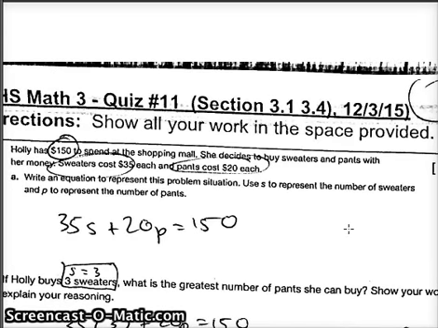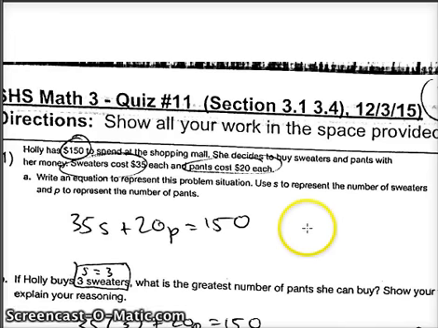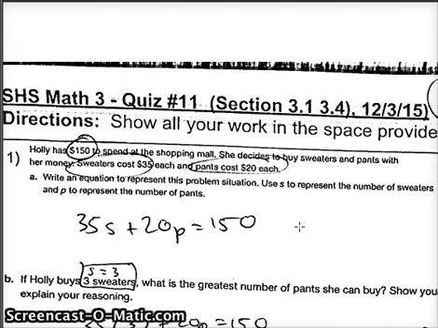Question number 1. Holly has $150 to spend at the shopping mall. She decides to buy sweaters and pants with her money. Sweaters cost $35 each and pants cost $20 each. Notice how I circled some key information. Pants, that would be P and 20. It says write an equation to represent this problem situation. Use S to represent the number of sweaters. That's your variable, right? S represents sweaters and P represents the number of pants.